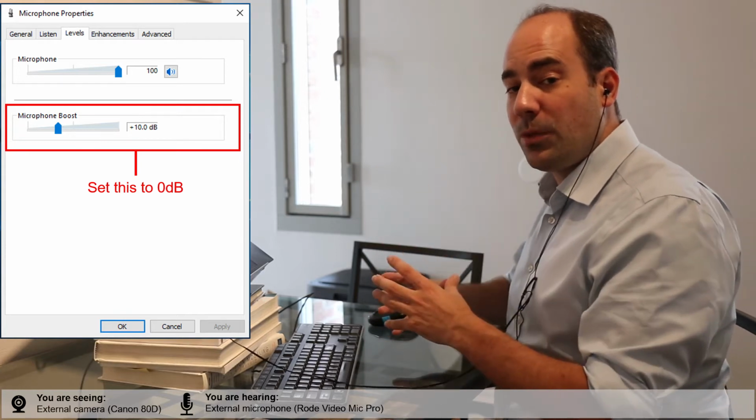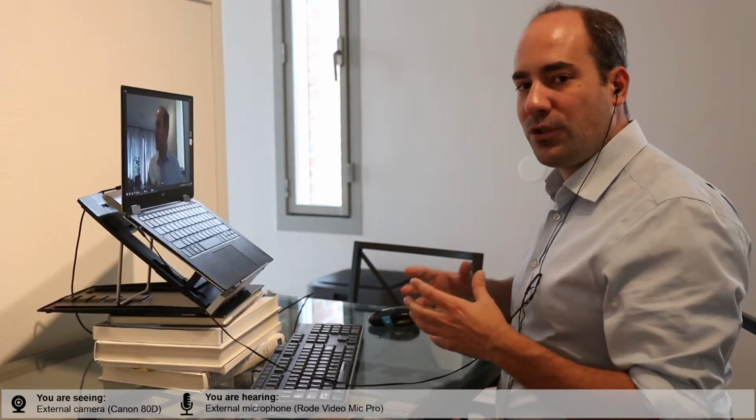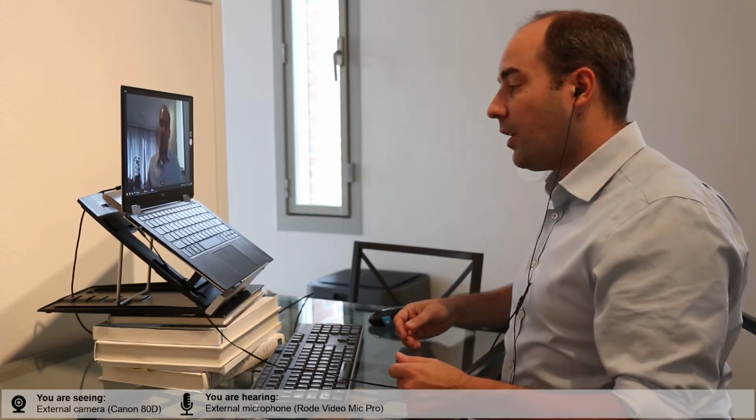If it's a volume issue, it's usually not something you solve with sensitivity, but rather by speaking closer to the microphone or asking participants to turn up the volume. So that's for the audio.